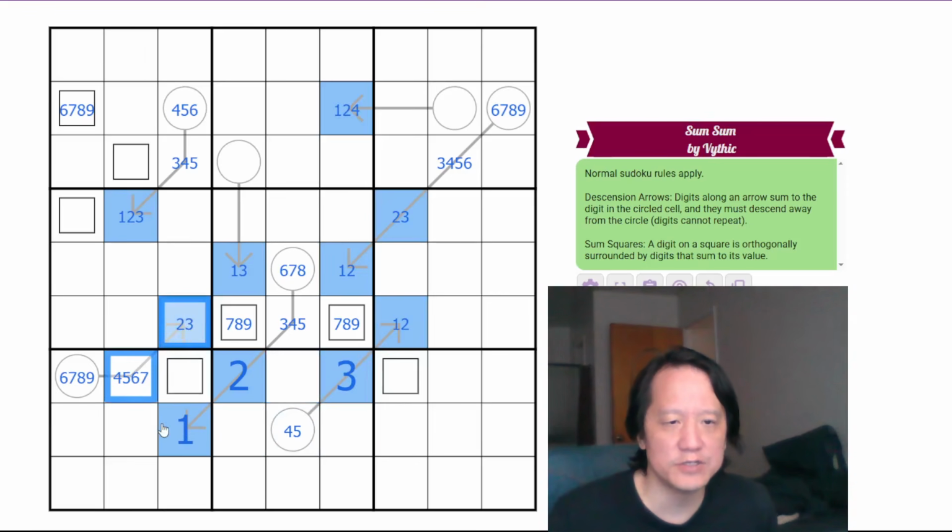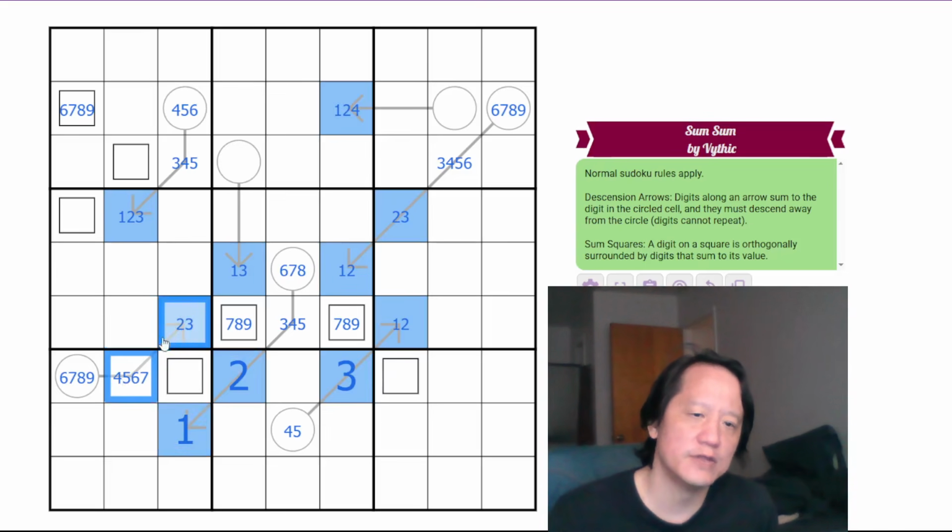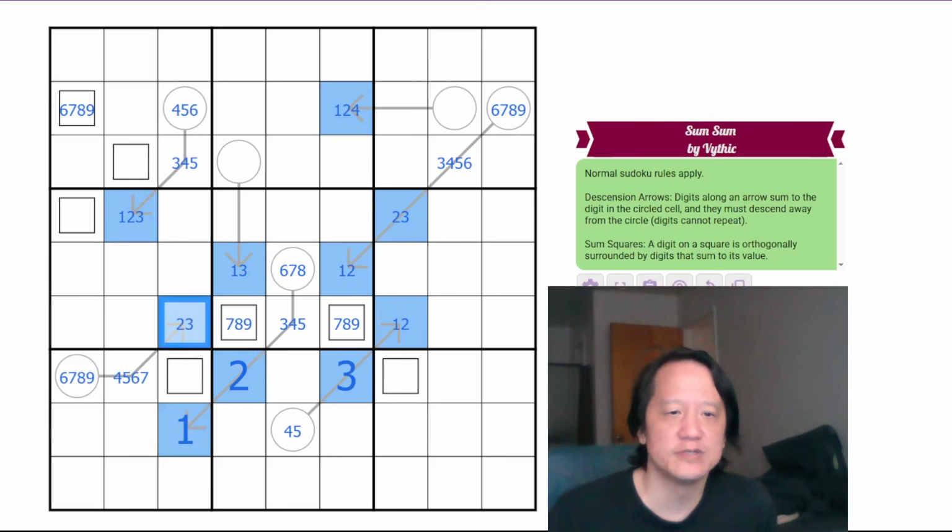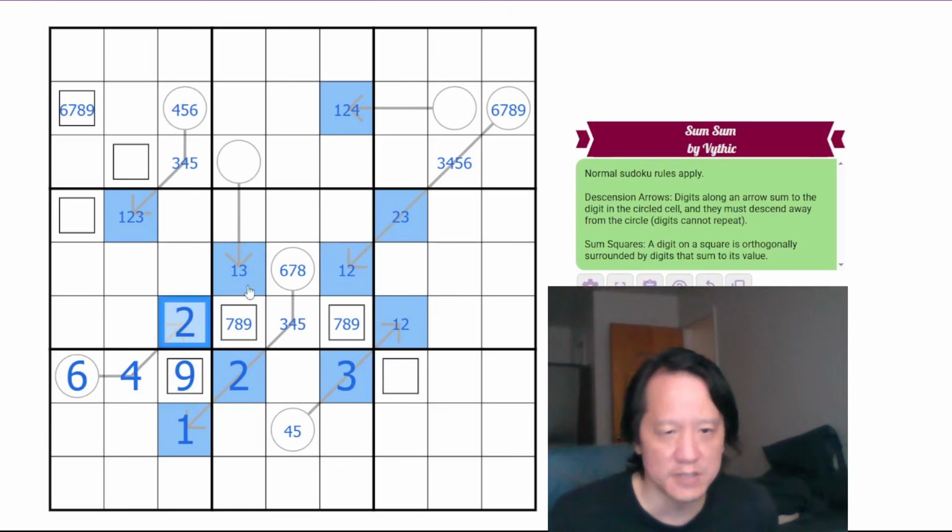This square is a sum of these digits, so these cannot add up to 9. And they must add up to at most 6, because we have 1 and 2 here already adding up to 3. So this must add up to 6. So this is 2 and 4 adding up to 6 there. That makes this 9, because that's the sum of the digits that share an edge with it. 6 eliminates 6 here.